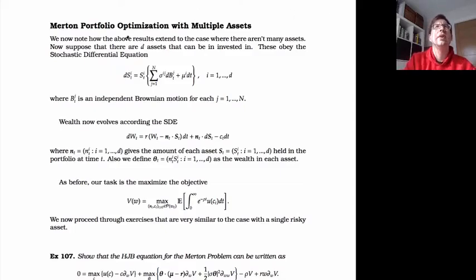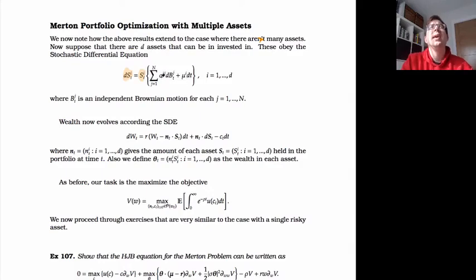We're going to note how the above results extend to the case where there are many assets. We now suppose that there are D assets that can be invested in, and they obey a stochastic differential equation. A bit like the geometric Brownian motion that we had before, we've got something that grows geometrically with some diffusion term, and some drift mu_i.